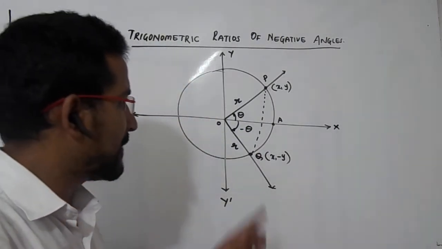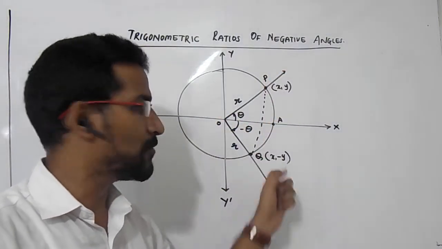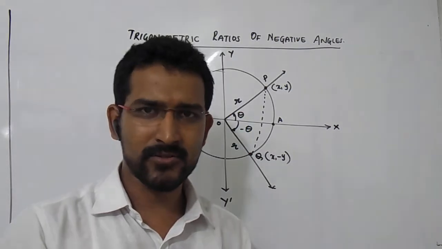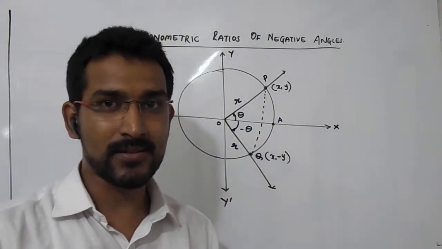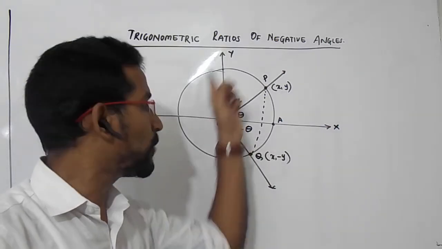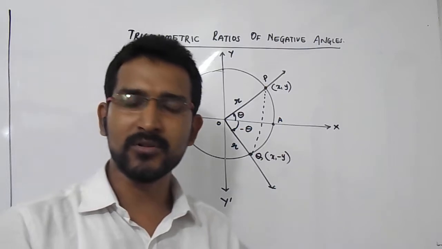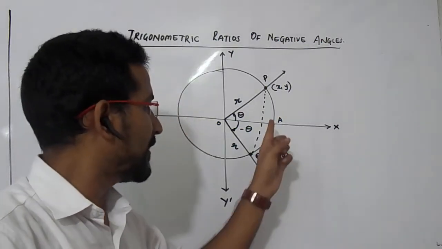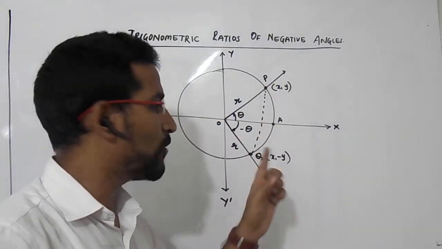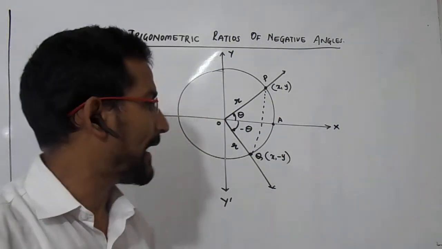Here angle AOP and AOQ are the standard angles. We have already studied what standard angles are: angles whose vertex lies on the origin and the initial arm lies on the positive x-axis. Here angle AOP and angle AOQ are directed angles in standard position.